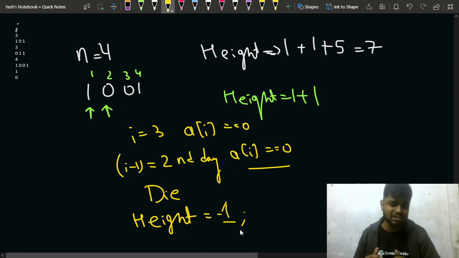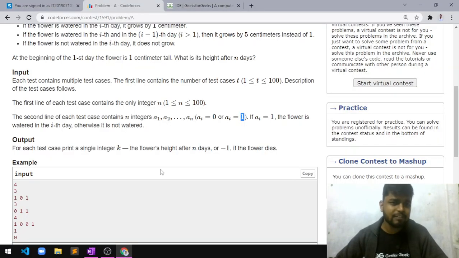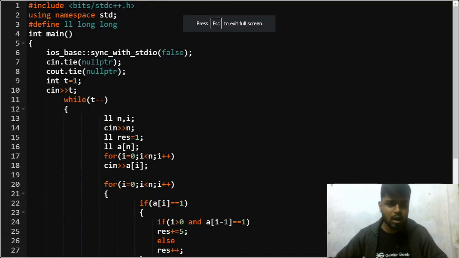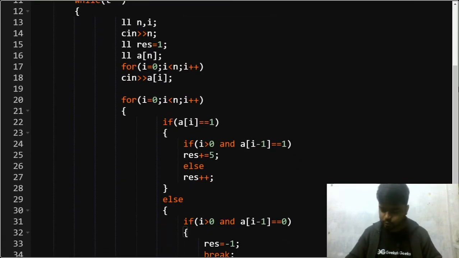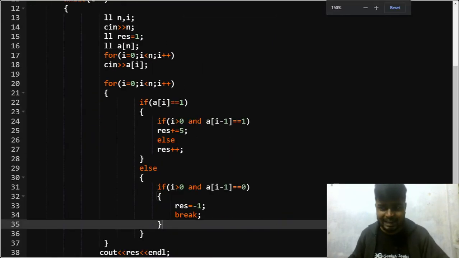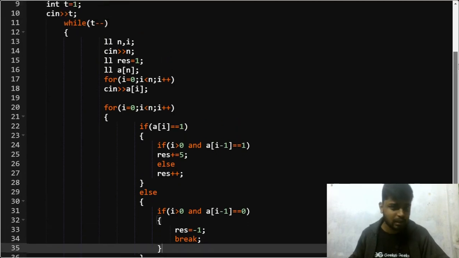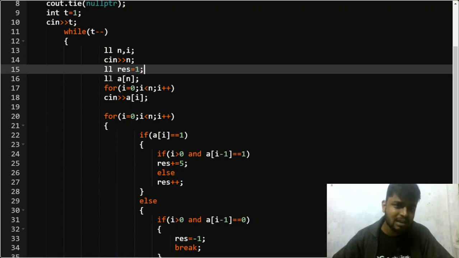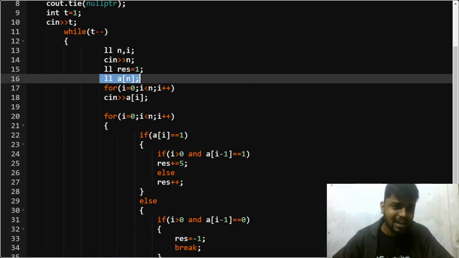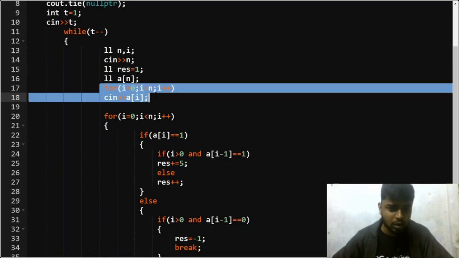So these are the conditions and these are the test cases that you needed to keep in mind. Let me show you the code part for this problem. What you have to do in this problem is, first of all, take n as an input, that is the number of days of Petia's life. Then you have to mark the resultant height as 1. After that you have to declare an array of size n, and take the input.